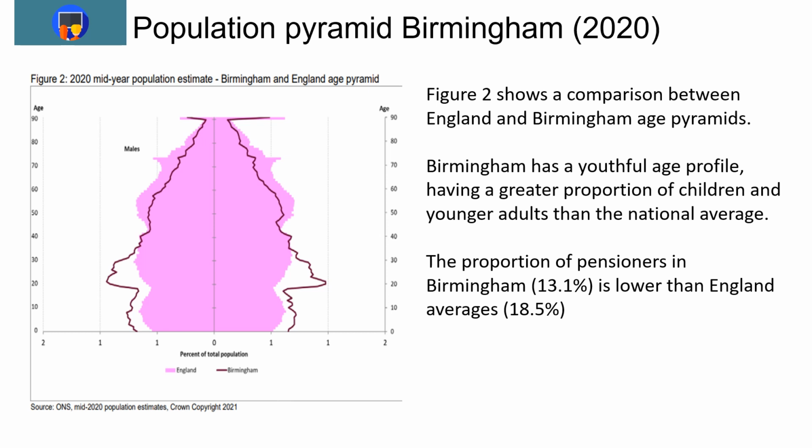It shows that Birmingham has a youthful population. This means that Birmingham has a greater proportion of children and young adults compared to the national average. The population pyramid shows the proportion of pensioners in Birmingham, 13.1%, is lower than England's average of 18.5%. Pause the presentation for a few minutes and copy these 3 sentences into the box.